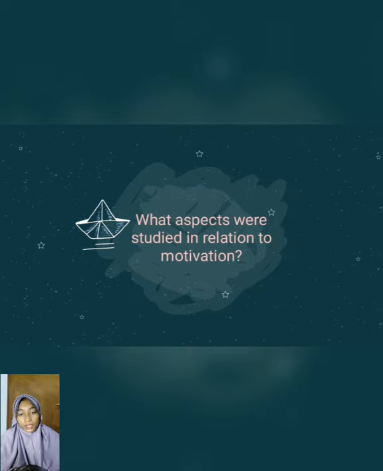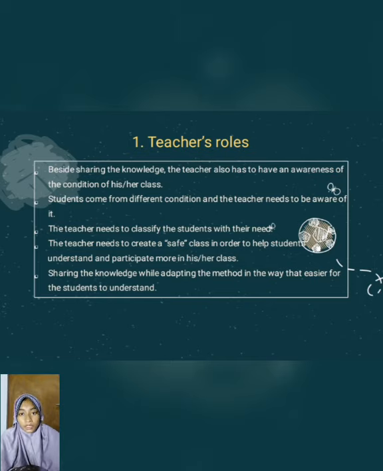Thank you, Sylvia. Now we move to the second question that is about what aspects were studied in relation to motivation. So there are 3 points as the answers of this question that we found out implicitly described in the article. So the first one is about the teacher's roles. Besides sharing the knowledge, the teacher also has to have an awareness of his or her class, the condition of his or her class.